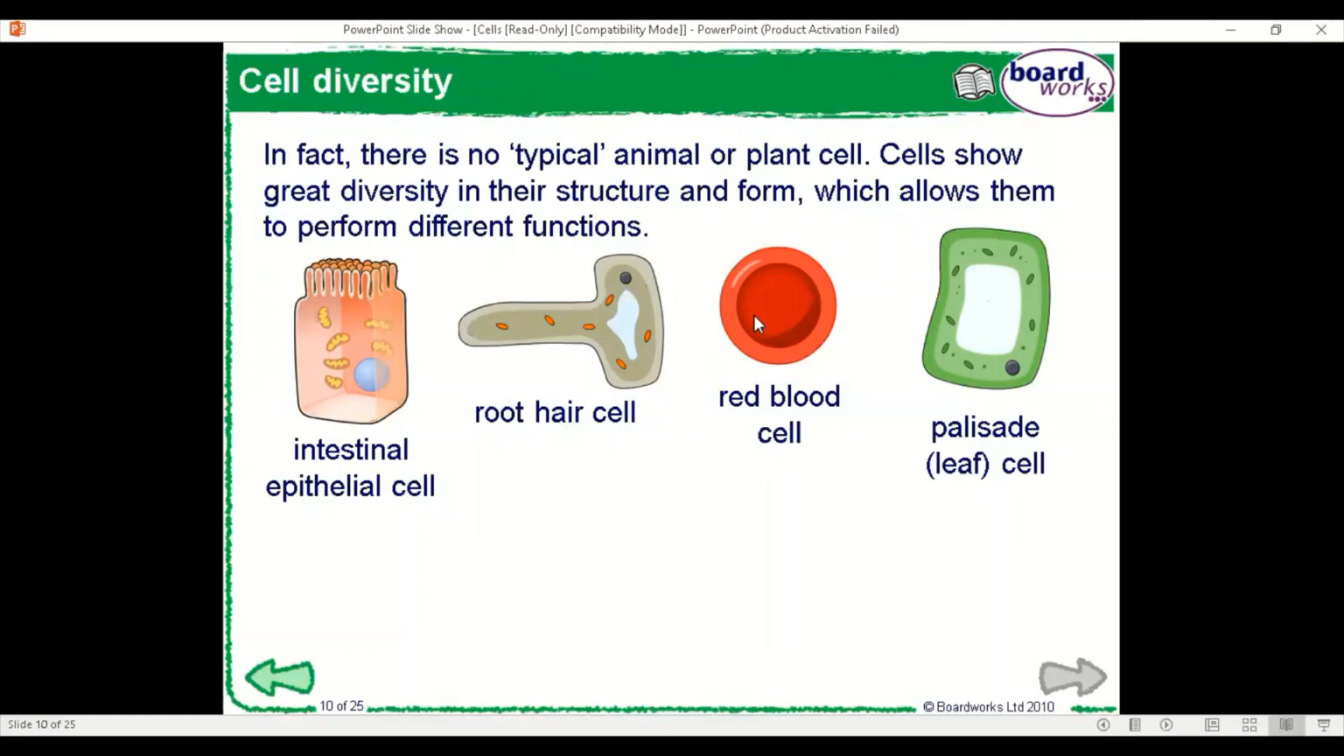Red blood cell has no nucleus, because it needs all of the space it's got to hold oxygen that it picks up from the lungs. And the palisade cell is responsible for photosynthesis. All of these green pigments in chloroplasts. So be familiar with these. Make a note of them, draw them, label them, learn them. Very important. I missed this one.